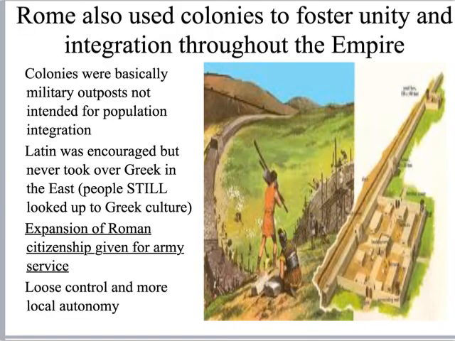Rome also used colonies to foster unity and integration throughout the empire. Colonies were basically military outposts, not intended for population integration, although that happened at various times. Latin was very much encouraged throughout the empire and became predominant in the west, but never overtook Greek in the east, where people still looked up more to Greek culture. Expansion of Roman citizenship beyond the people of just Rome and Italy to other parts of the empire was given for army service, but in general, there was much more loose control and more local autonomy.